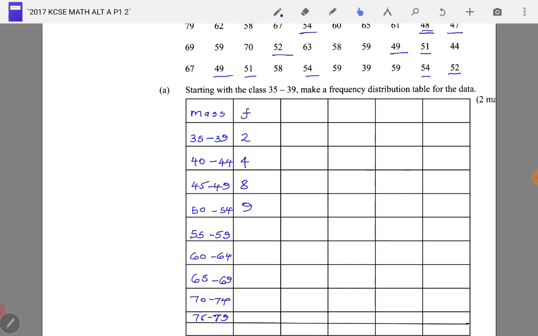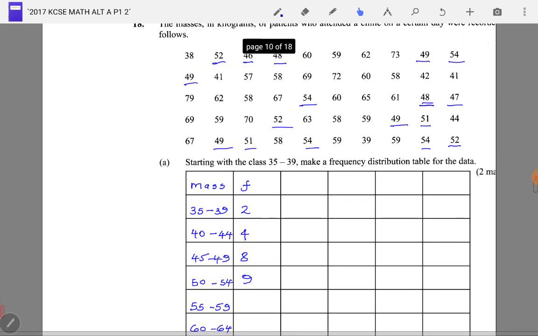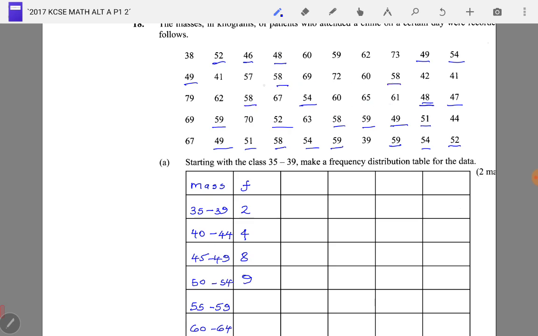55 to 59, we again count from the array table. We have 1, 2, 3, 4, 5, 6, 7, 8, 9, 10, 11. So 55 to 59, we have 11 items. So the frequency is 11.